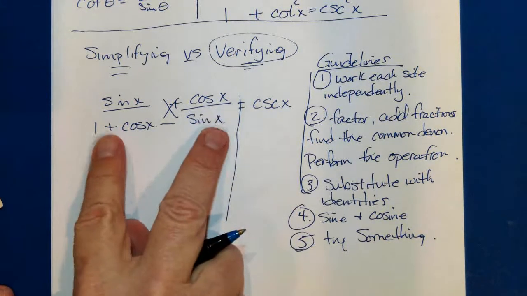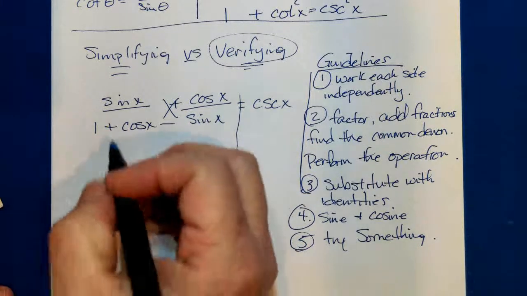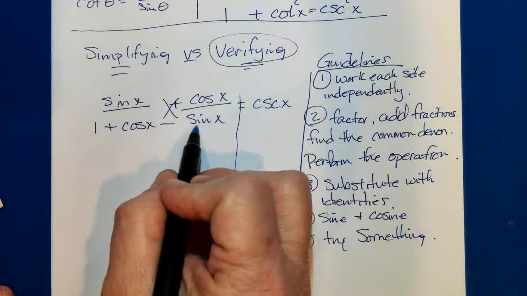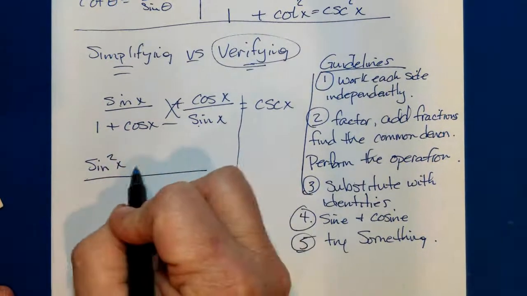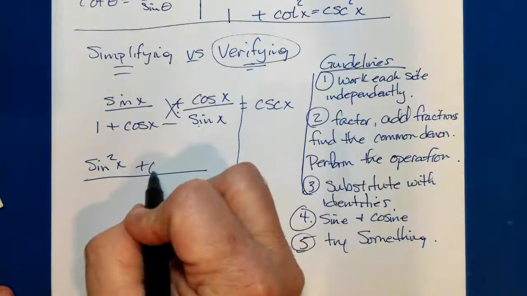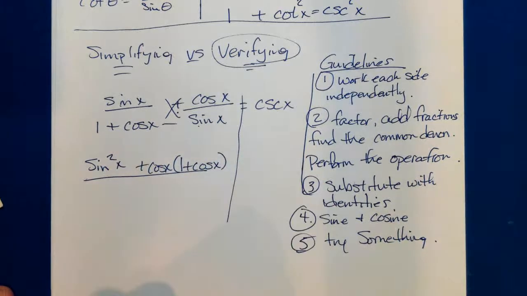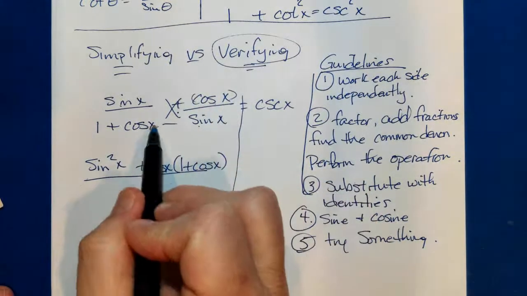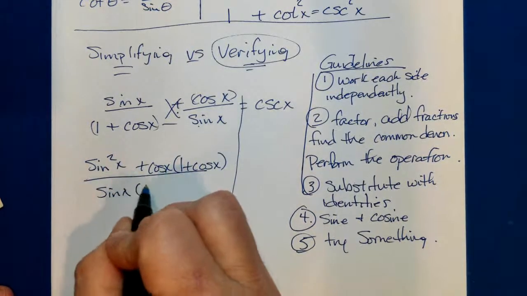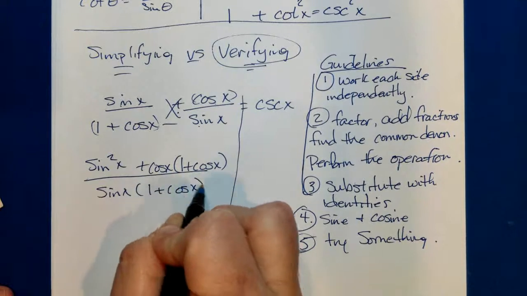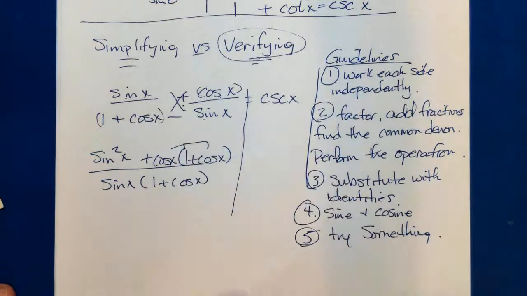The common denominator, since these two are unlike, will be sine times 1 plus cosine. That's our common denominator. So we take sine times sine, and we get sine squared x. Plus sign in the middle, we have cosine x times 1 plus cosine x. This times this. And in the denominator, we have sine x over 1 plus cosine x. Okay, so looking at this, we do have a little bit of math to clean up. Let's go ahead and distribute.